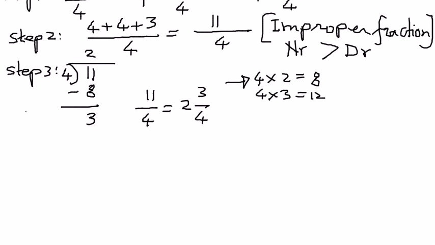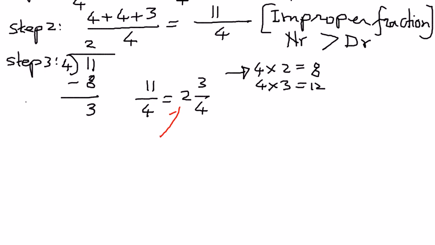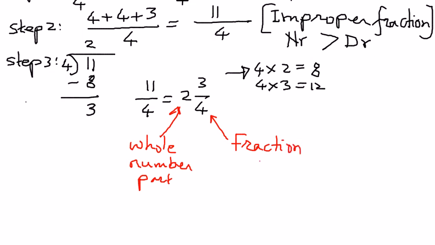2 and 3 over 4. As you can see, 2 is the whole number part of the mixed number, and then 3/4 is the fraction part of the mixed number. So whenever we have a whole number part and a fraction part in the answer, we're going to call those types of fractions mixed numbers. So 2 and 3 over 4 is a mixed number.